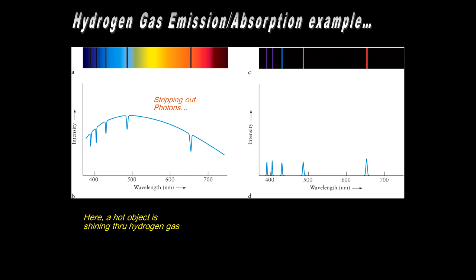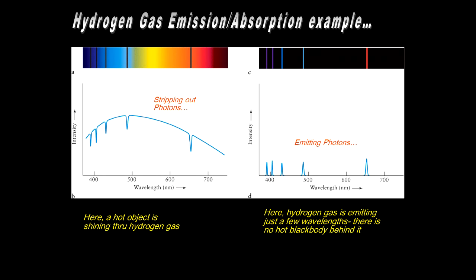On the other hand, if the hydrogen gas is warm and it's by itself, it actually emits photons, and the photons it emits are at the same frequencies or wavelengths as the ones that were absorbed, and we produce an emission spectrum. So there's a reciprocity here. Hot body, hot object, hot black body through hydrogen gas absorbs, the gas itself emits.